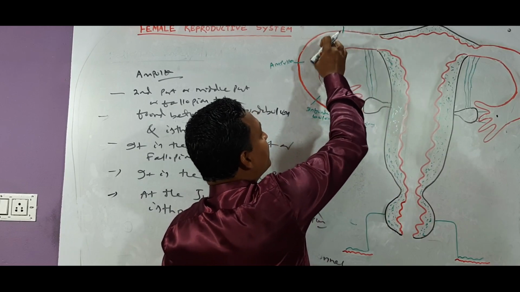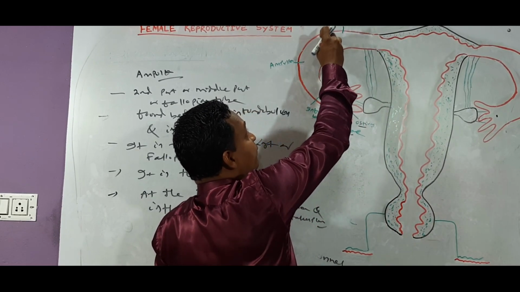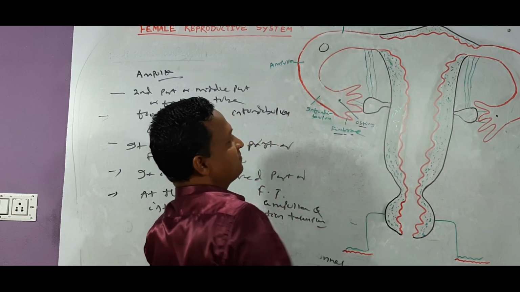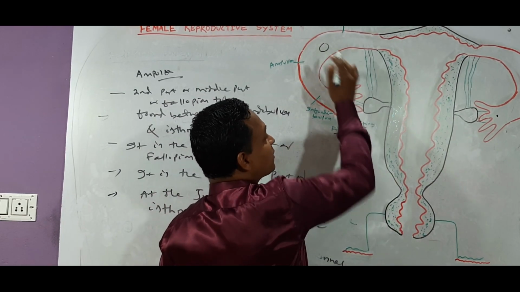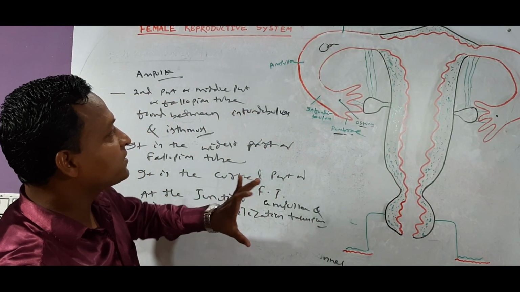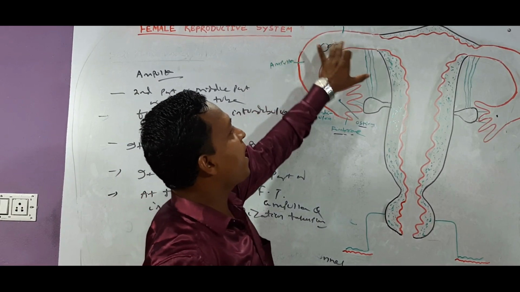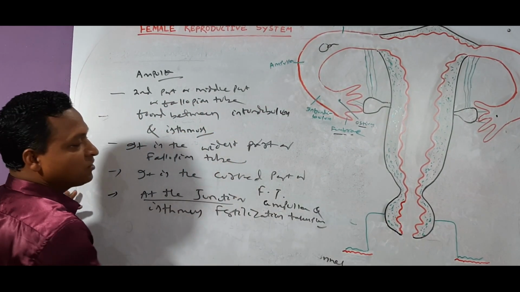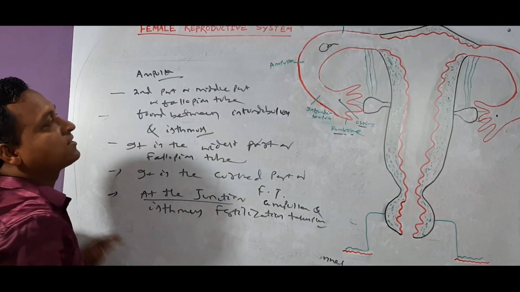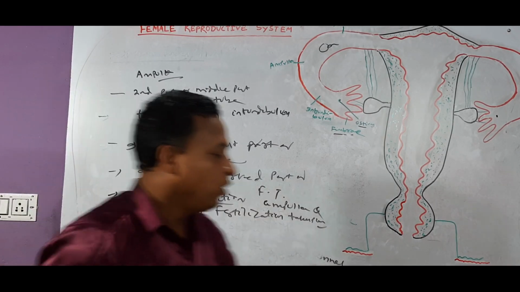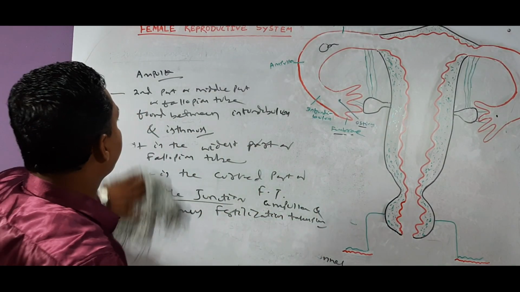The ovum is basically found at the junction of ampulla and isthmus here, and waits for the sperm, and when the sperm arrives, it is fertilized here. Generally, fertilization takes place at the junction of ampulla and isthmus. Clear? This is the second part of the fallopian tube.